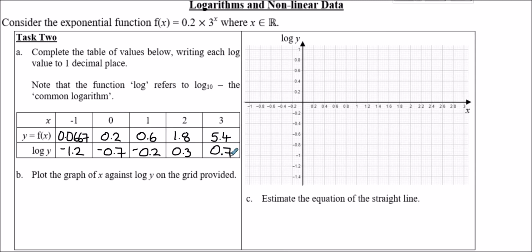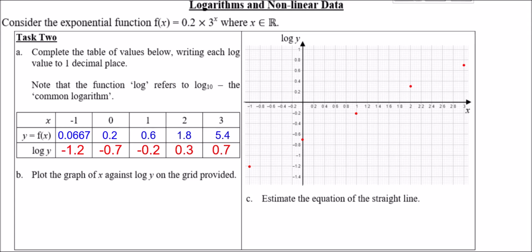So now we've got this data here. We can plot a graph of not x against y, but we can plot a graph of x against log y instead. And let's see how this is going to differ from the exponential curve we had before. So here's the data. First of all, we need to plot minus 1 and minus 1.2, which is down here. That's the first point. Next point, and again, and again, and again. So those are the points we should have.